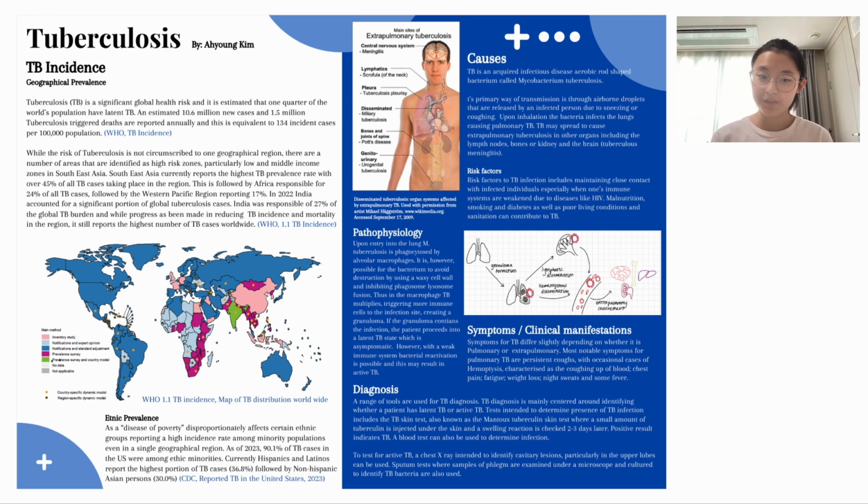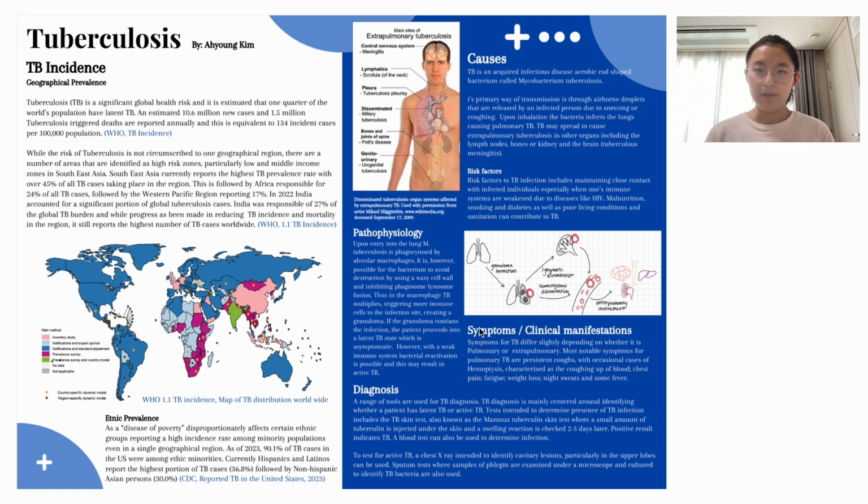As of 2023, I think approximately 90.1% of all TB cases in the US were reported from ethnic minorities, and currently Hispanics and Latinos report the highest proportion of tuberculosis cases, accounting for 36.8%, followed by non-Hispanic Asian persons at 30.0%. These rates have been reported by the CDC.